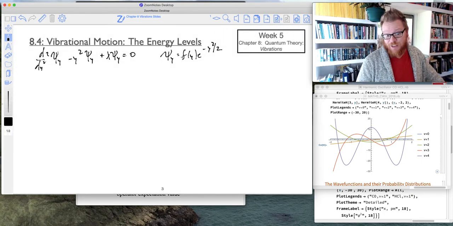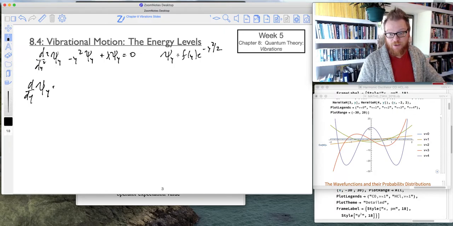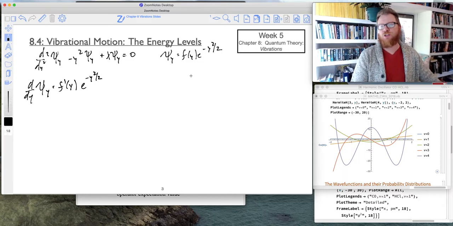So first thing I need to do is take the first derivative of this, right? So I'll say d dy of psi of y. And look, you can tell that I'm going to have a chain rule situation, right? So first I take the derivative of the function. That's going to be f prime of y. And then times the other part of the function. And then now I've got to take the derivative of the exponential. And so that's going to be, it ends up just being minus y, right? So it becomes minus 2y divided by 2.